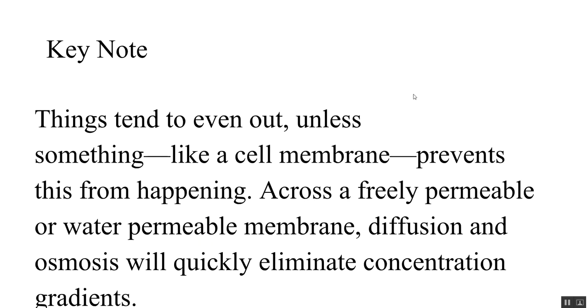So again, key notes, things you just need to remember: your body likes to even things out. It wants to be in homeostasis. So unless something like the cell membrane prevents this from happening across a freely permeable or water permeable membrane, diffusion and osmosis will quickly eliminate concentration gradients. So again, that just means if something is out of whack, it's not even, diffusion and osmosis will quickly try and make it even.